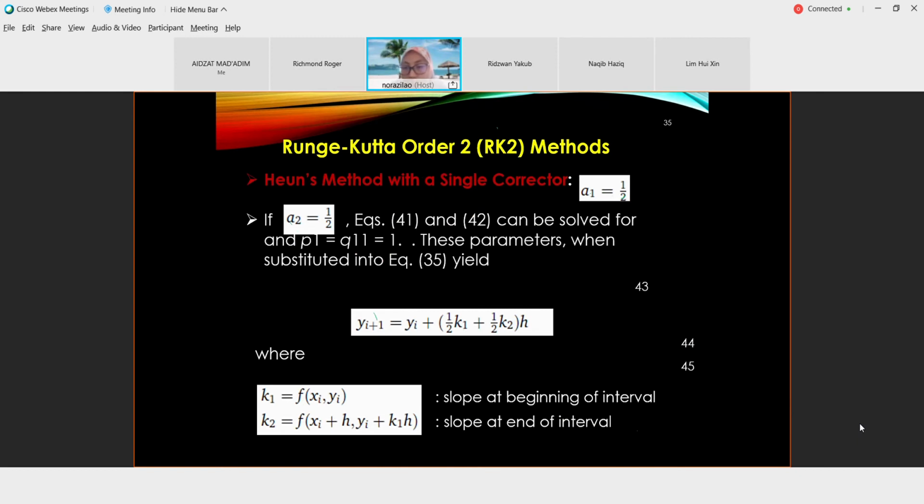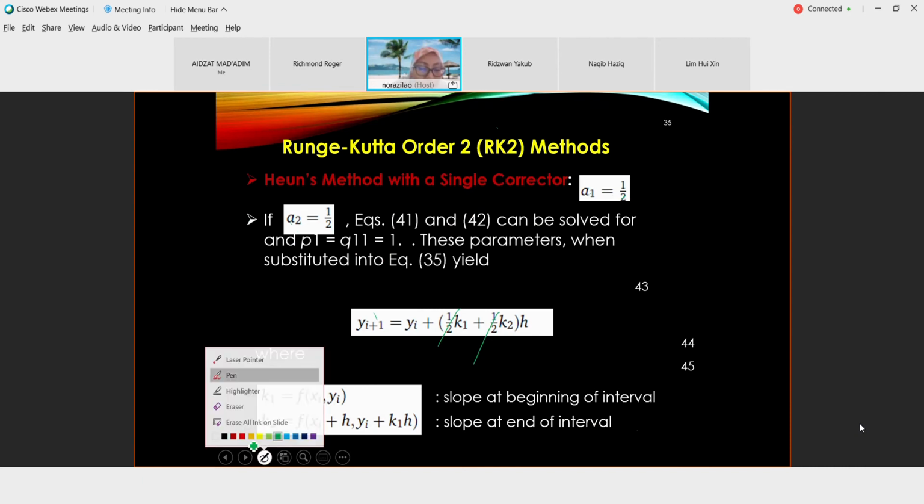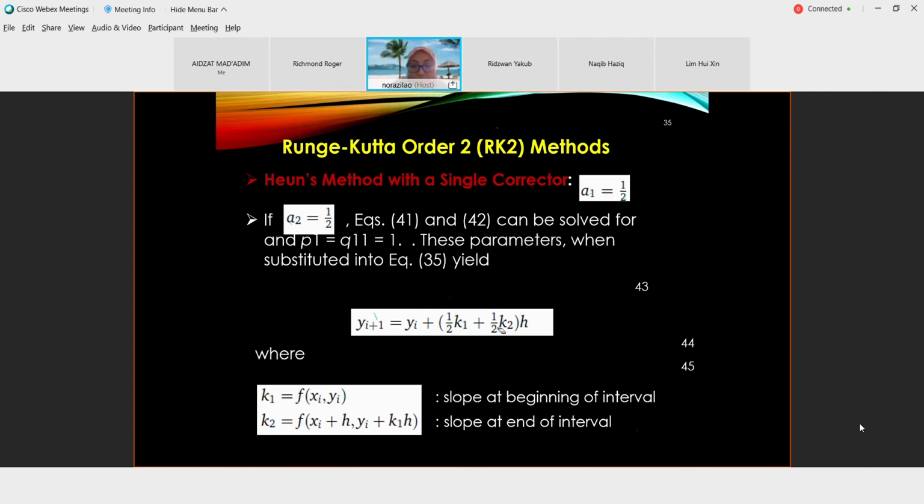Okay, so please understand your problem statement. If the given problem statement says a1 equals a2 equals 1, then this is omitted. If the problem gives you a1 and a2 equal to half, you must use the half equation. Using your module, please highlight this equation. If you use a textbook, please highlight this equation for second order Runge-Kutta.